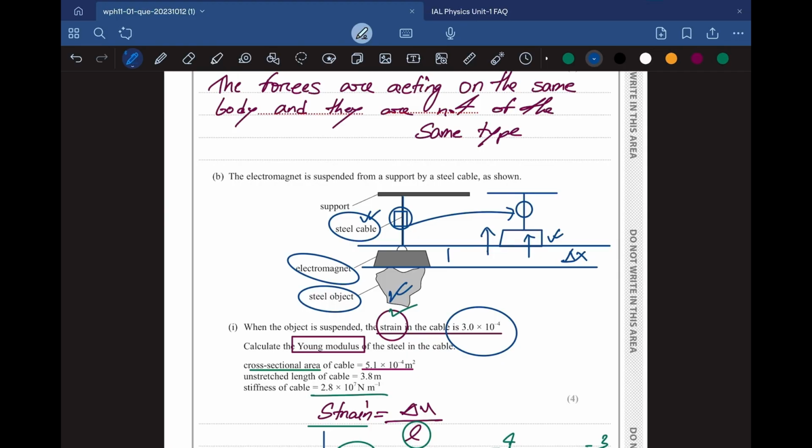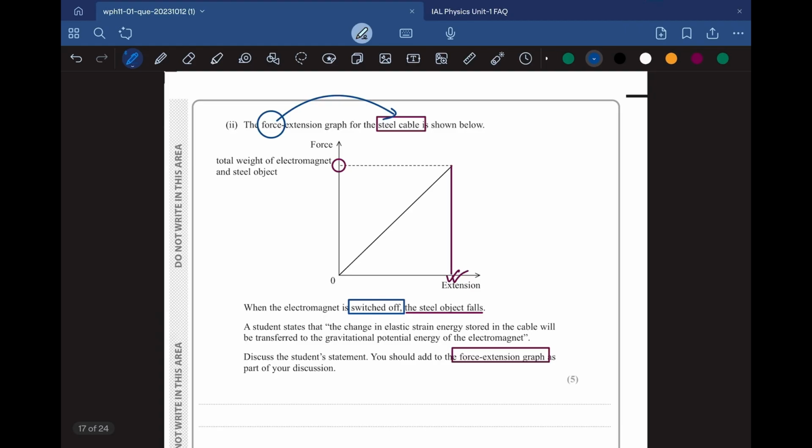And now there is a difference between the height of the electromagnet: it was way lower and now it is way higher. This is our del x, just because of the lesser amount of force acting on the steel cable. So this is the main concept. Basically here, with the total weight of the electromagnet and steel object, the extension is greater. This extension is for the total weight of the electromagnet and the steel object. But when we consider only the weight of the electromagnet, the extension will be small, right?